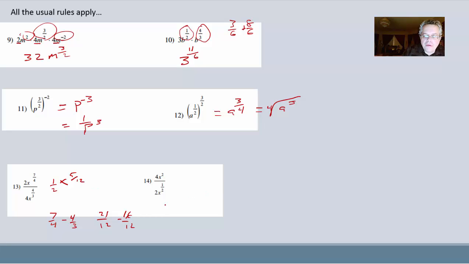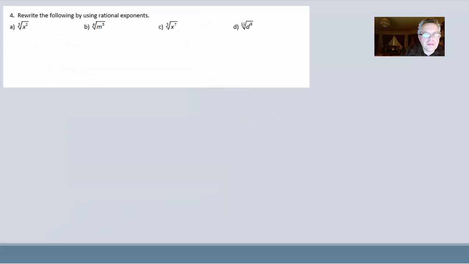All right, last one. 4 divided by 2 is 2. Then when we subtract the exponents, 2 minus 1/2 is 3 halves. Okay, so just to show you, whether they're whole numbers, negative numbers, or fractions, the same rules apply.